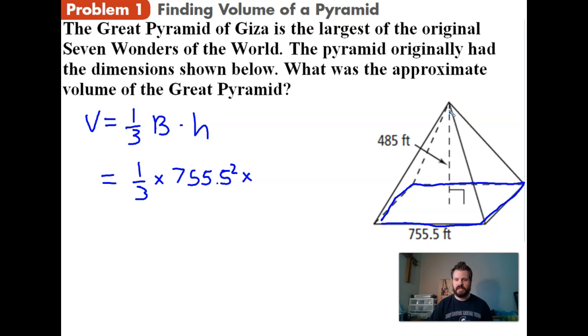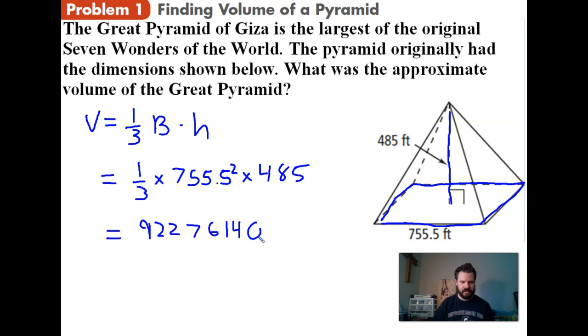And then times the height, that's the 485. And I should just be able to plug that all into my calculator in one step. 1 divided by 3 times 755.5 squared times 485. And when I do that, I end up with 92,276,140. All right, so that's 92 million some feet to the third, to put all that stuff in the pyramid.